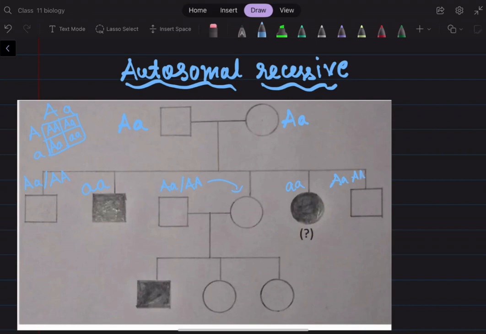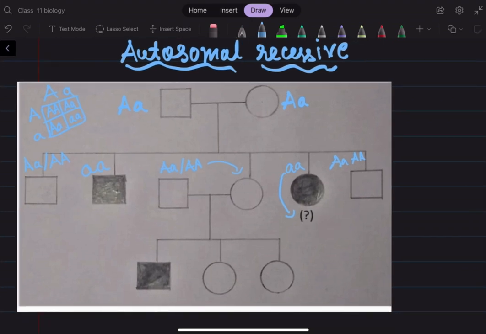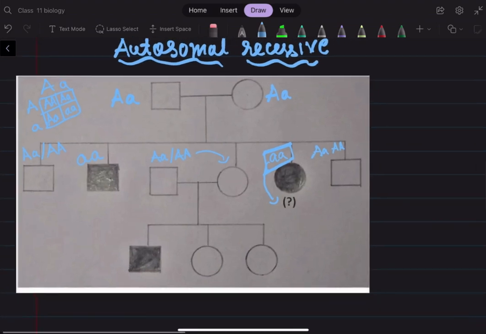So now we found out the genotype of this particular offspring. It has to be homozygous recessive. There's no other explanation. And here you can see that the parents do not have any condition. Again, the offspring is showing the disease. So this again proves our previous thought.